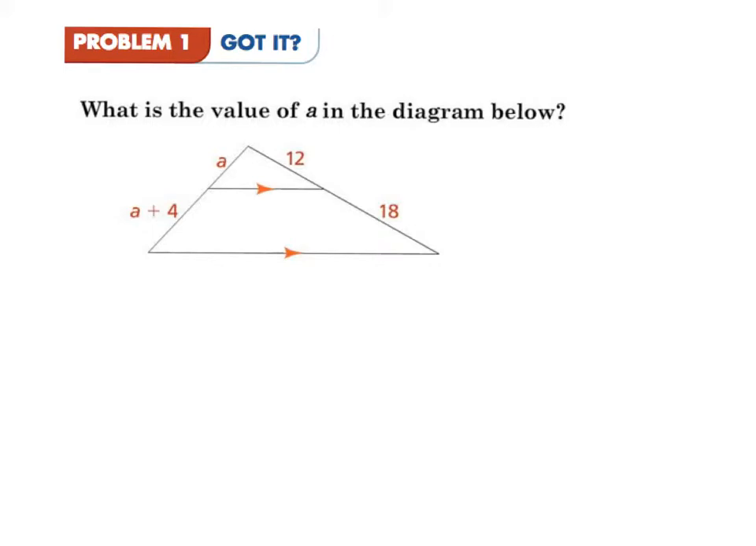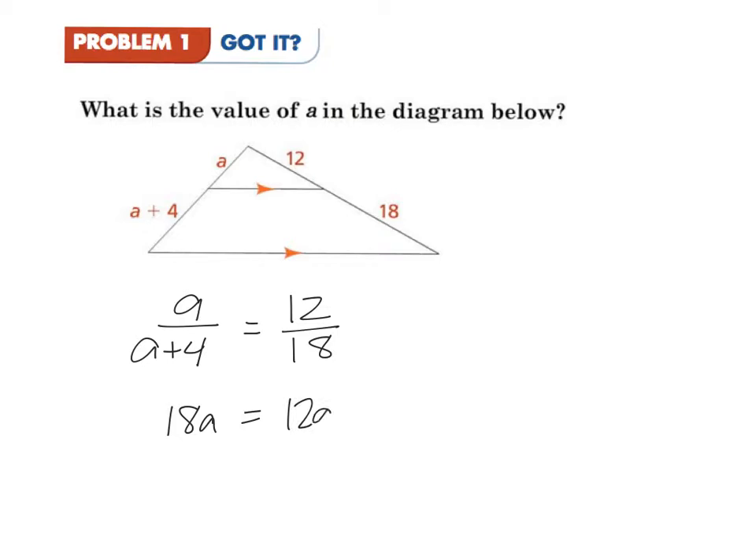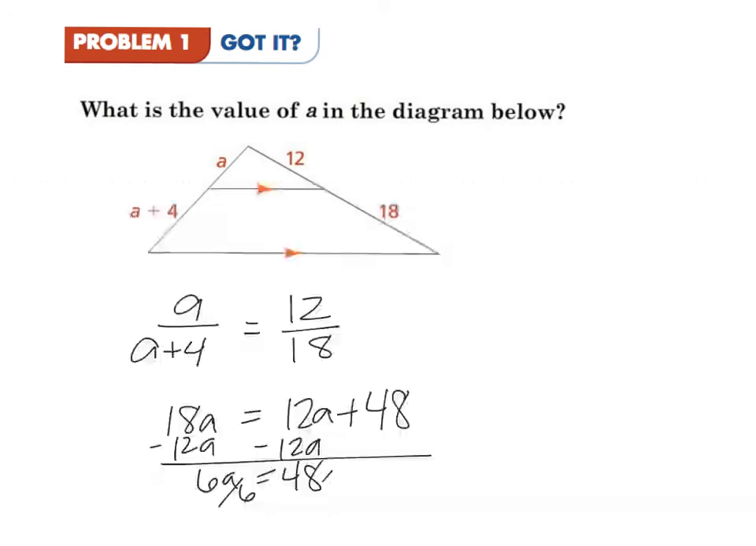What is the value of a in the diagram below? So using the side splitter theorem, I know that a to a plus 4 is equal to 12 to 18. So let's solve this by cross multiplying, and then solving for a. So a equals 8.